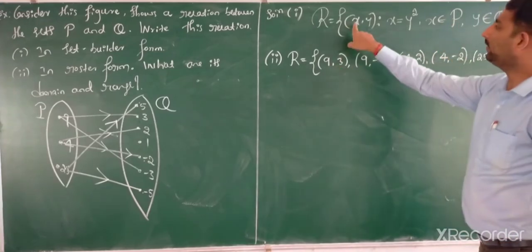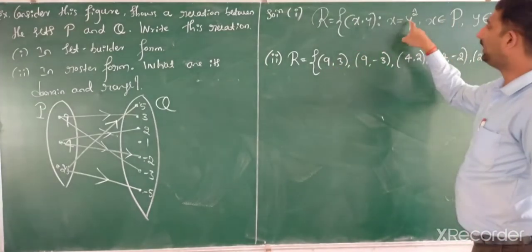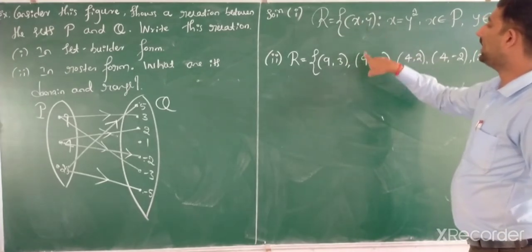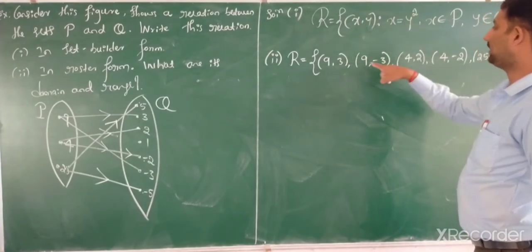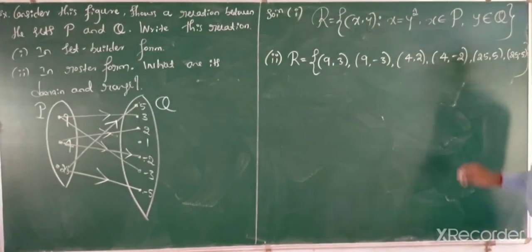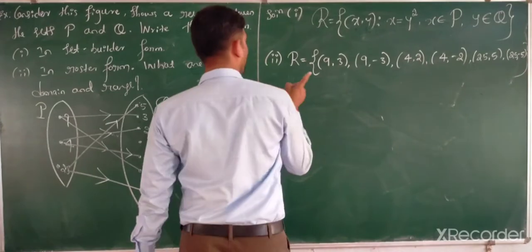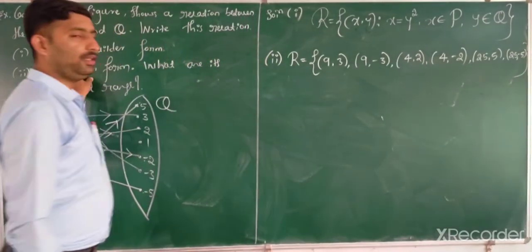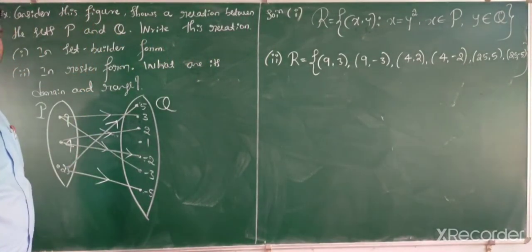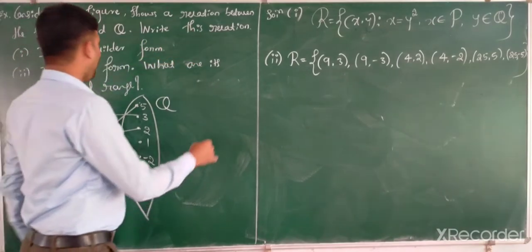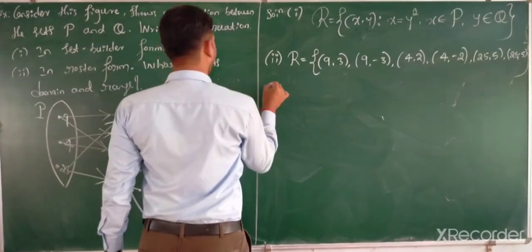Correct? Here x is 9, y should be 3. 3 square is 9. X is 9, y is minus 3. Minus 3 square is nothing but 9. Therefore, this is the representation. The roster form can be written with the help of observing the diagram or by taking the set builder form notations.